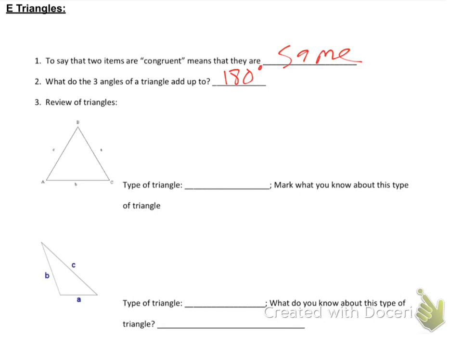Based on its angles, it's an acute triangle. It's an acute triangle because all of the angles are acute. Yes. And we know that about that triangle because all of the angles are less than 90. Next one is what kind of triangle with the A, B, and C? Obtuse. That is an obtuse triangle.